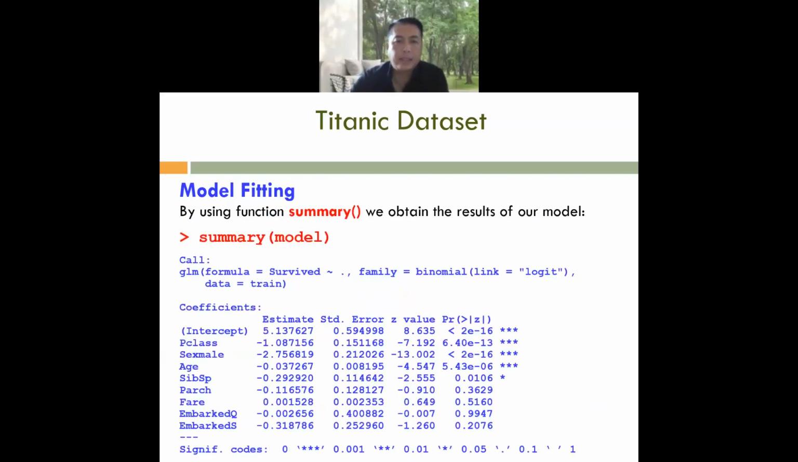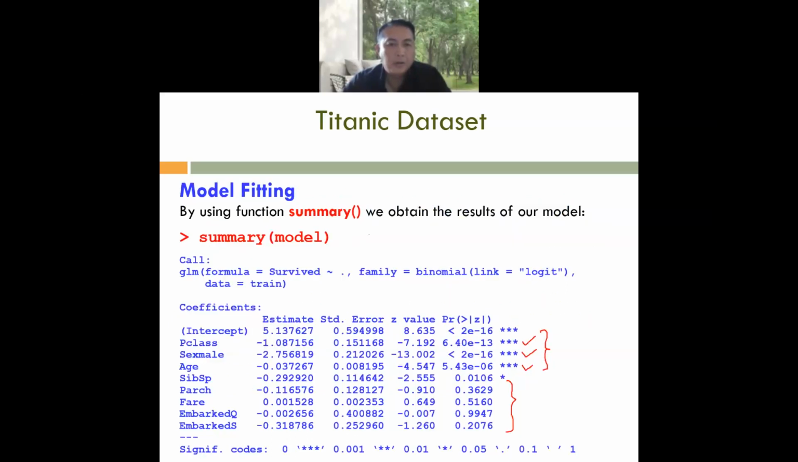Okay, so when I look at the summary of the model, we know that the class type of the train and also the male and also the age will determine the survival of the passenger. Okay, so these are the three main variables. So the number of siblings, the parents, pay, and where you come from are not significant.